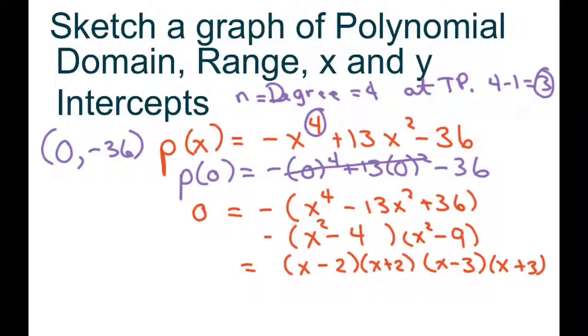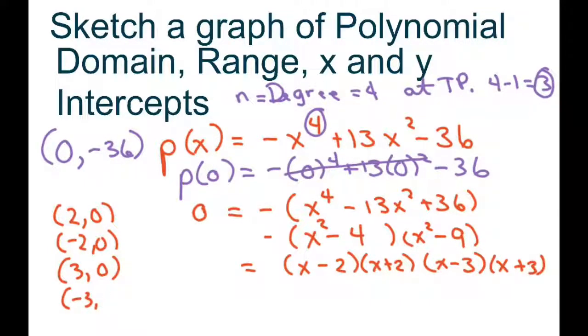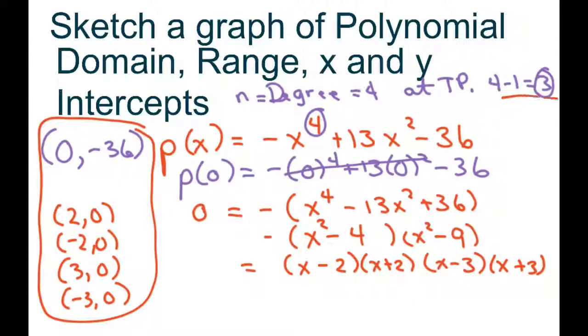So we have 4 x-intercepts. So that's going to be (2, 0), (negative 2, 0), (3, 0), (negative 3, 0). All right. So now that we have that, this is really going to help us. We have at most 3 turning points. Let's look at end behavior.